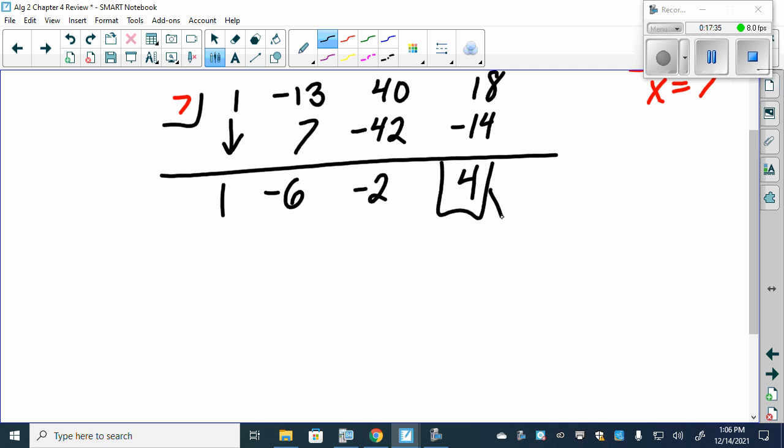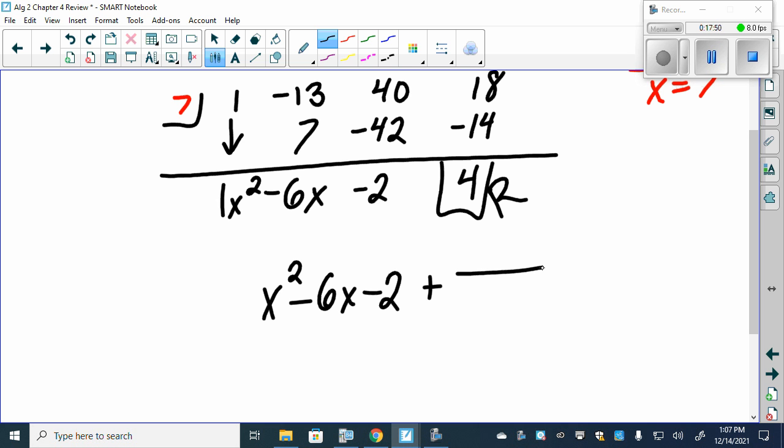Now 4 will be our remainder. Negative 2 will be the constant. Negative 6 is the term with x, and 1 is the term with x squared. So what we're left with is x squared minus 6x minus 2 plus 4 over what we were dividing by. And what are we dividing by? X minus 7.